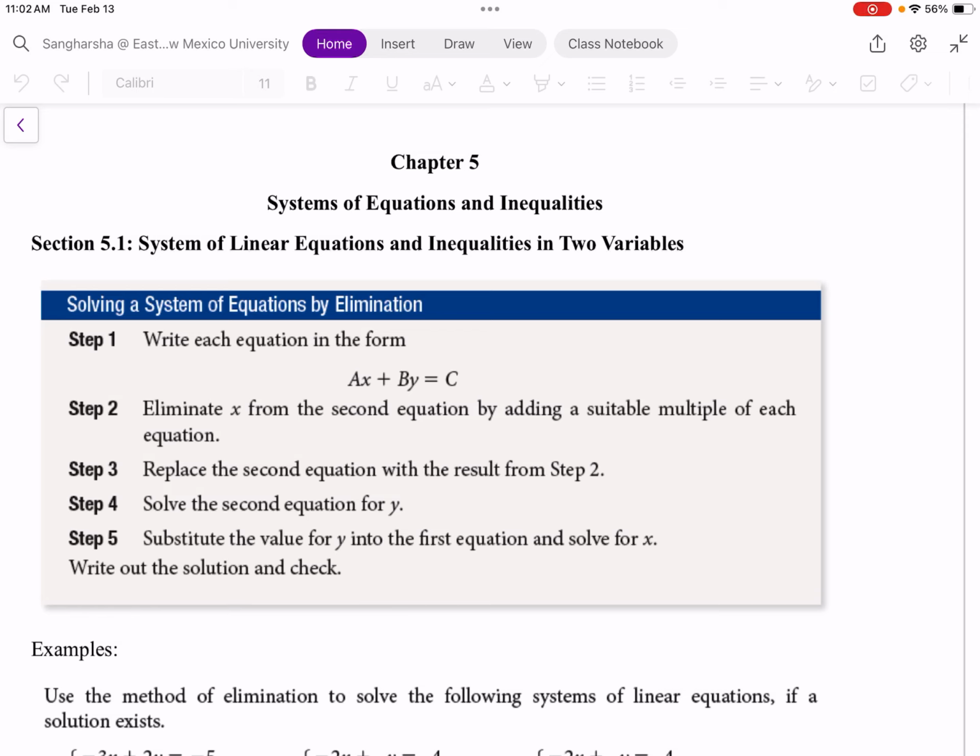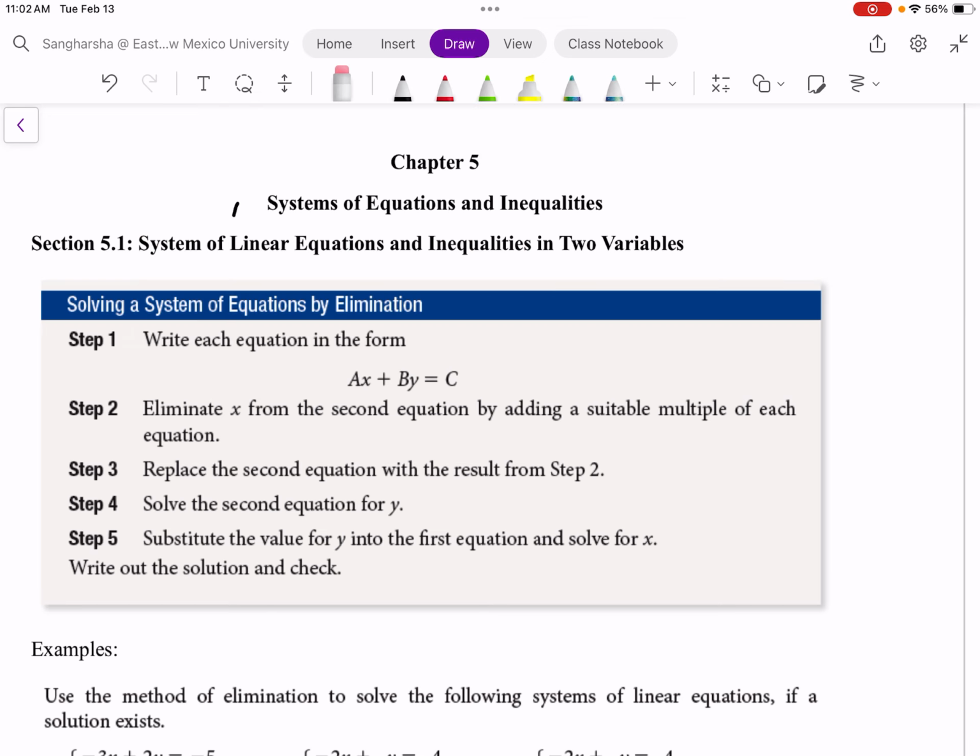So here we have section 5.1, system of linear equations and inequalities in two variables. Now we know what a linear equation is. What kind of equation is a linear equation? Does anyone know the general form of the linear equation, how it looks? How do we represent the linear equation?